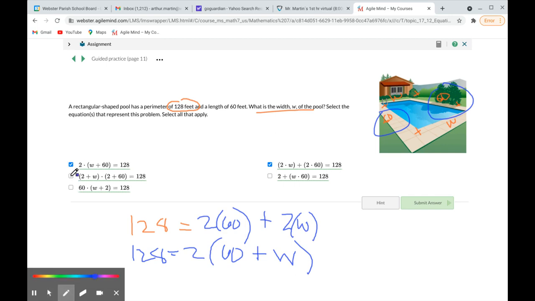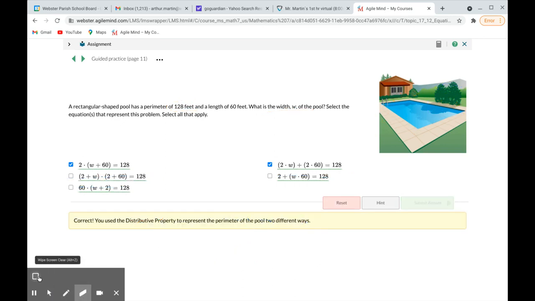Would the second one work? No. Nope. What about the bottom one? No. I don't think so either, because you'd be doing 60 times the width, and we don't know what the width is. This one says 2 plus the width times 60. Would that work? No. Nope. So let's check our answer. Make sure we're right. So we got it all. That looks perfect.